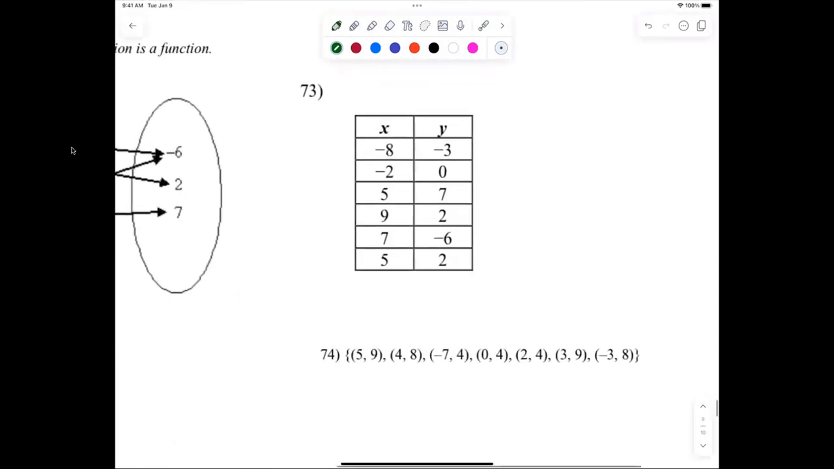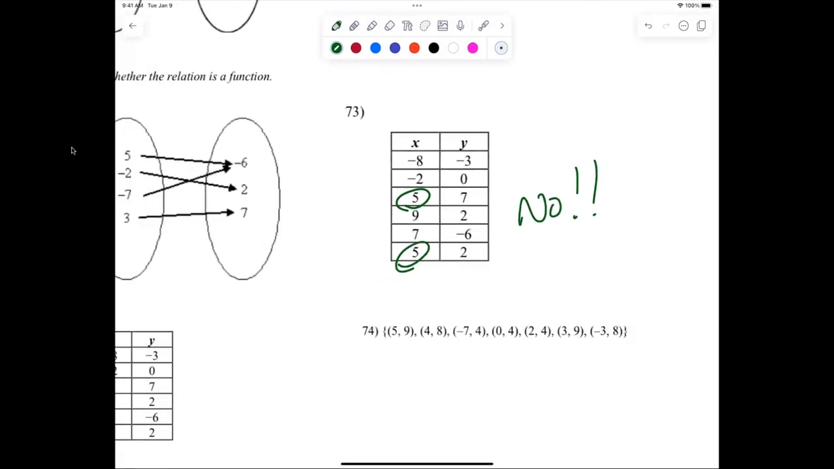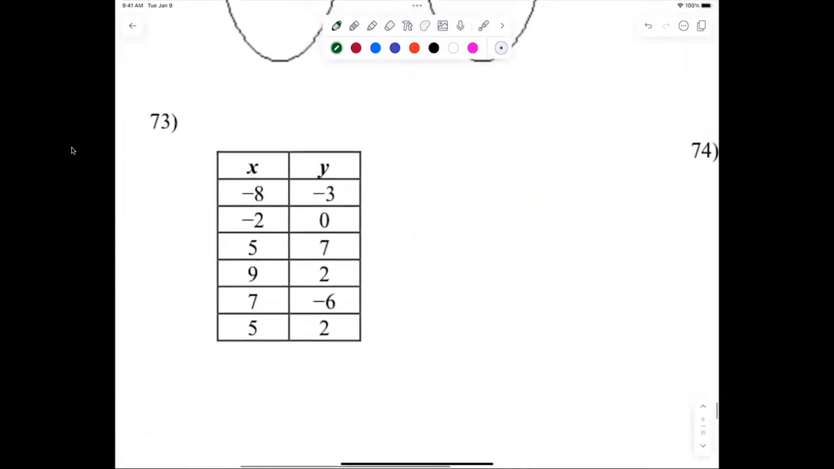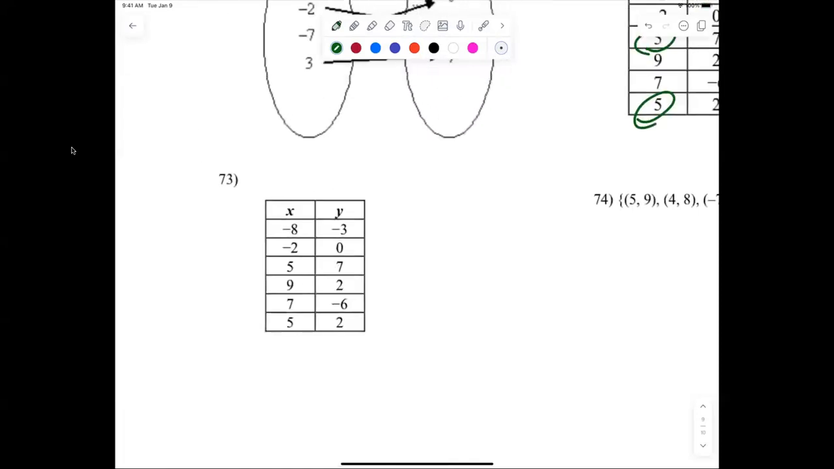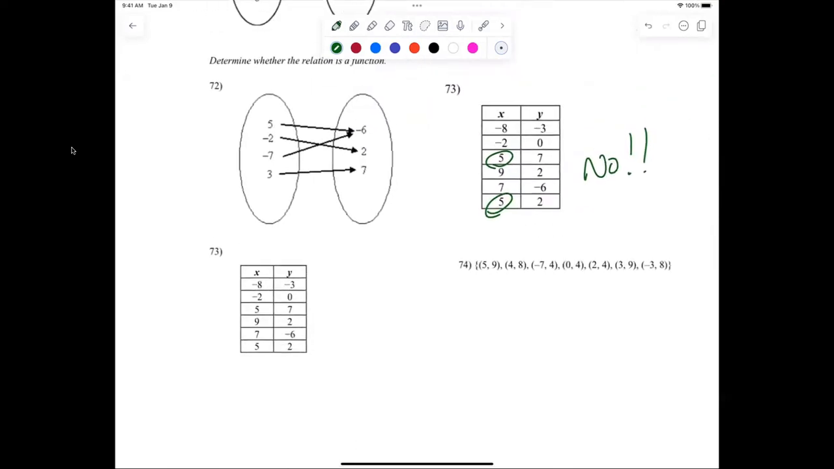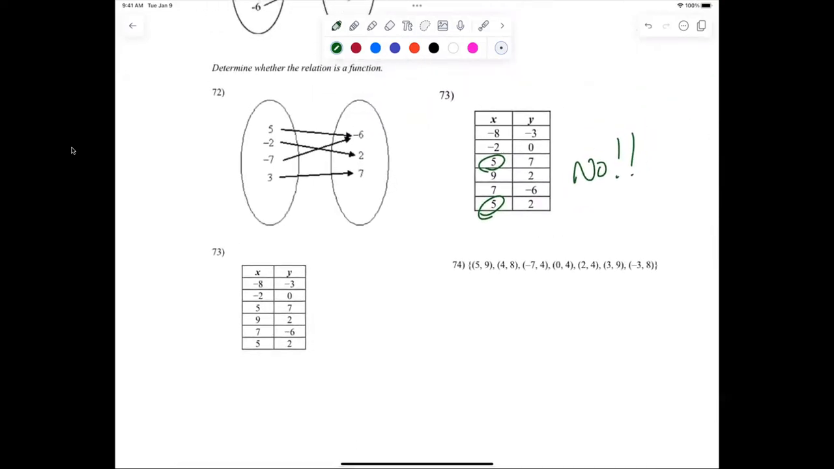73, is that a function? Is 73 a function? Why not? There's 2 5s. No. All right, let's look at 75. Is that a function? Is that the same problem? Yeah, there's 2 73s. Oh, that's what I did wrong. Sorry, that was the same. All right.